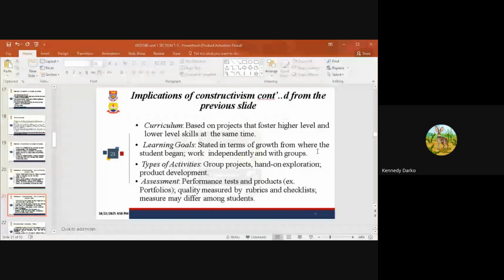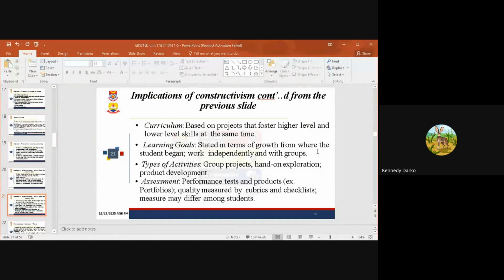All right. Now, curriculum base. Let's look at their curriculum base. Their curriculum is based on projects that foster high level and lower level skills at the same time. So constructivism looks at high level and low level skills at the same time.